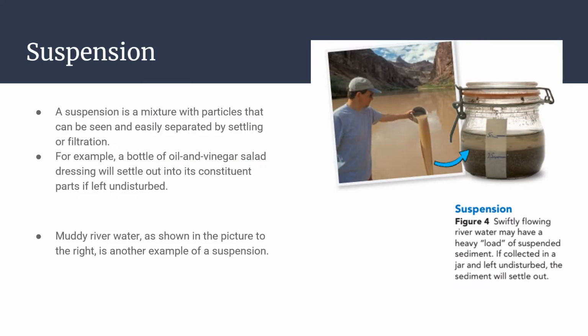All right, suspension. A suspension is a mixture with particles that can be seen and easily separated by settling or filtration. For example, a bottle of oil and vinegar salad dressing will settle out into its constituent parts if left undisturbed. Muddy river water, as shown in the picture to the right, is another example of a suspension.